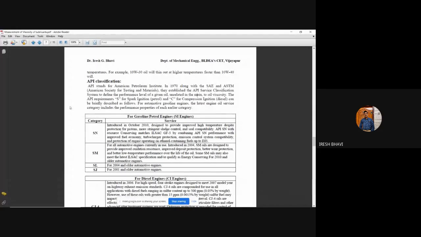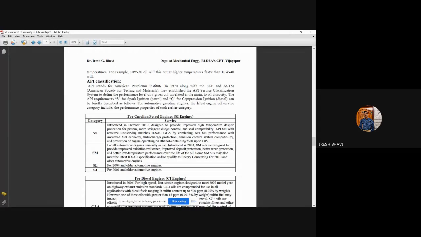The API requirement S stands for spark ignition engine. That is for petrol engines. The oil used for petrol engines will be denoted with letter S here: SN, SM, SL, SJ.